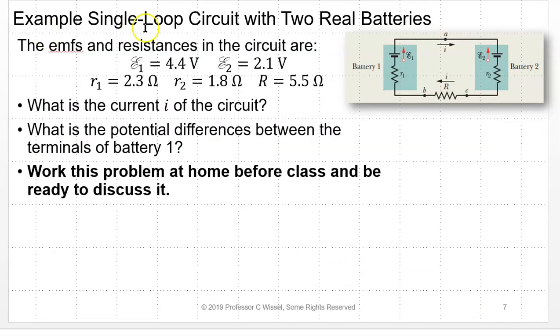Now we're going to have a single loop circuit with 2 real batteries. The EMFs and resistances in the circuit are E1 is 4.4 volts, E2 is 2.1 volts, R1, which is this internal resistance, is 2.3 ohms, R2, which is this internal resistance, is 1.8 ohms, and the big resistor, or the load resistor, is 5.5 ohms. What is the current of the circuit? What is the potential difference between the terminals of this battery?